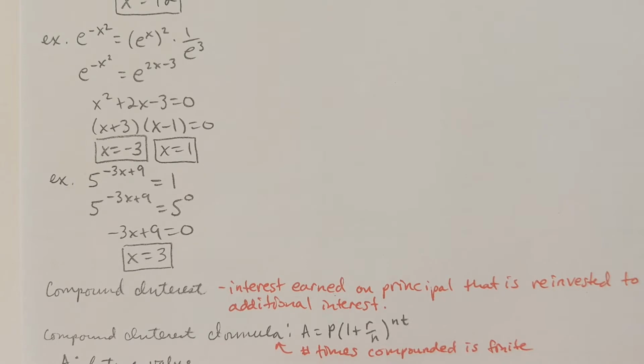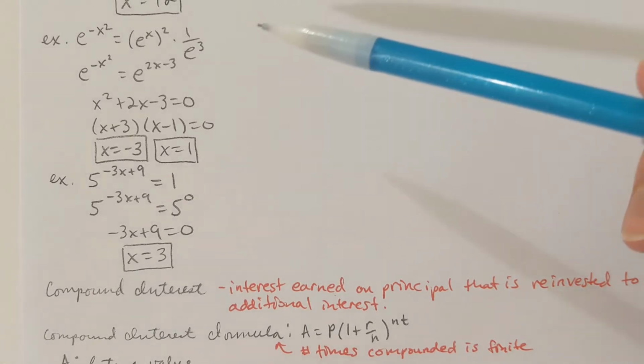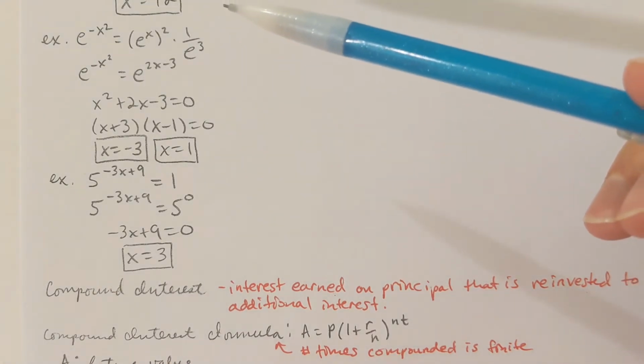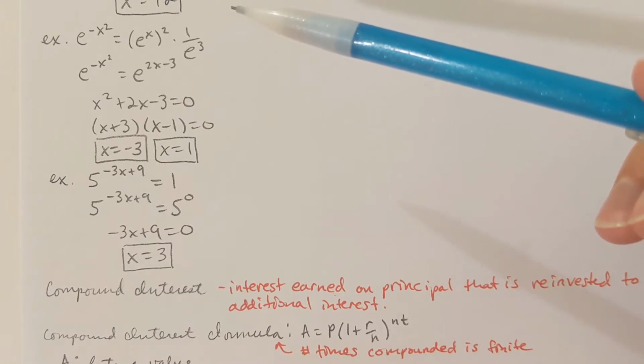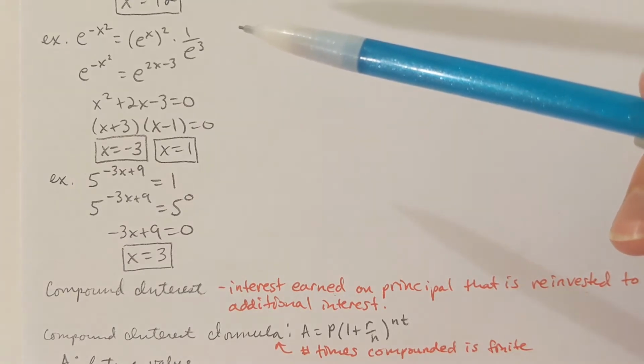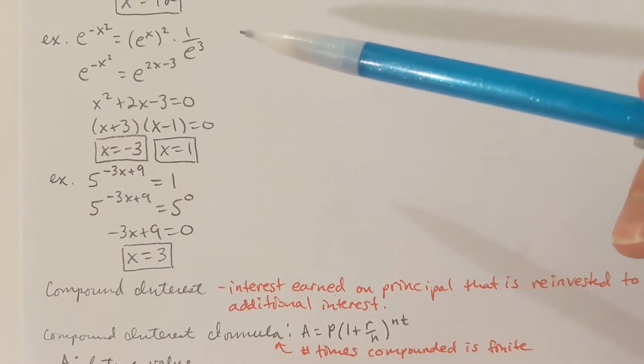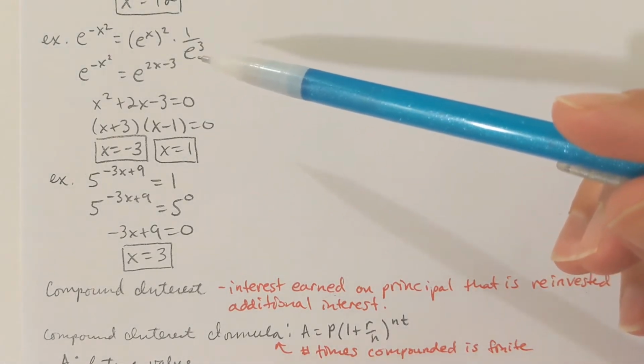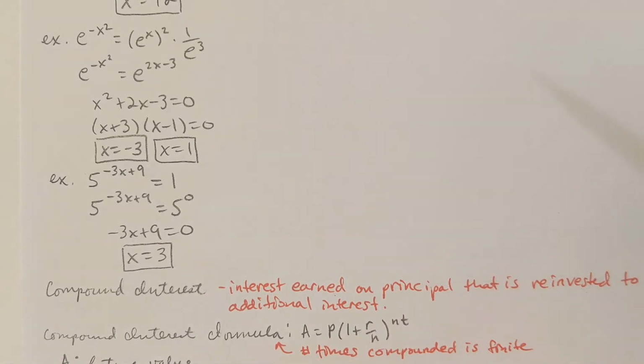Another example, e to the power negative x squared equals e to the x squared times 1 over e cubed. Well, let me work with the right side here for the moment. e to the x squared, the same as e to the 2x, by law 3 of exponents, times e to the negative third power, that's law 5 for exponents. So e to the 2x times e to the negative third gives me e to the 2x minus 3. That's law 1 for exponents.